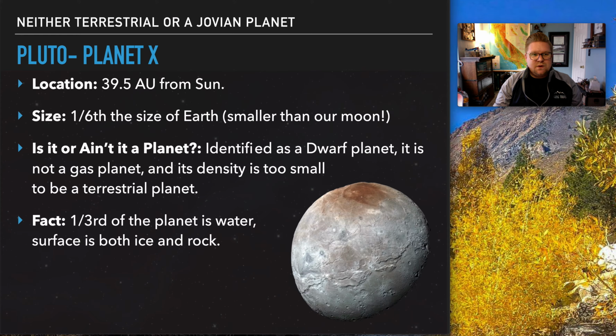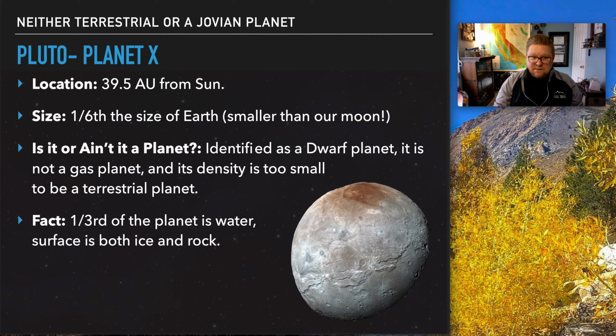And then our last one, planet X, Pluto, neither terrestrial or Jovian. So it's almost 40 astronomical units from the sun, so it's really, really, really far away. And it becomes very challenging for us to study because it's so far away. It's about 1/6 the size of Earth, which means it's actually smaller than our moon. And that was really the deciding factor as to why it doesn't quite categorize itself as a terrestrial planet. So it's being identified now as a dwarf planet, meaning it's just really small.